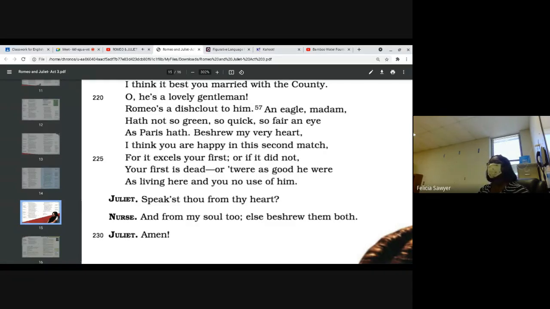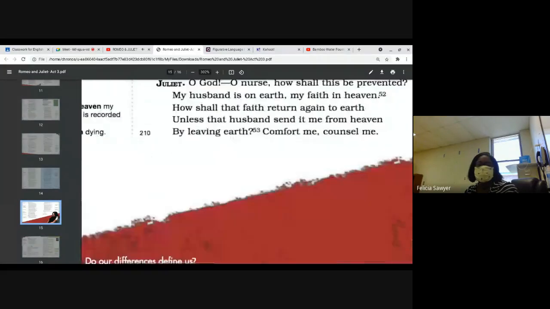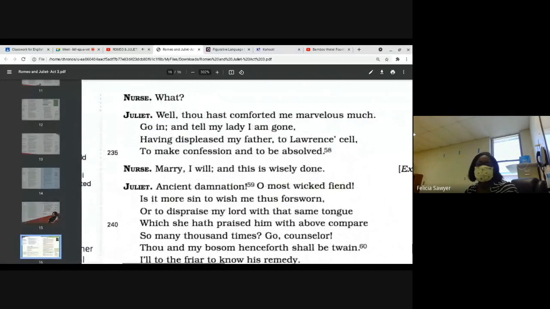Beshrew my very heart, I think you are happy in this second match, for it excels your first. Or if it did not, your first is dead. Or 'twas good he were as living here, and you no use of him. Speak'st thou this from thy heart? And from my soul too, or else beshrew them both. Amen. What? Well, thou hast comforted me marvellous much. Go in, and tell my lady I am gone, having displeased my father, to Lord his cell, to make confession and to be absolved. Marry I will, and this is wisely done.